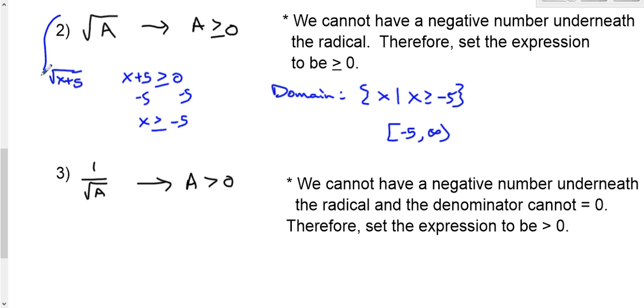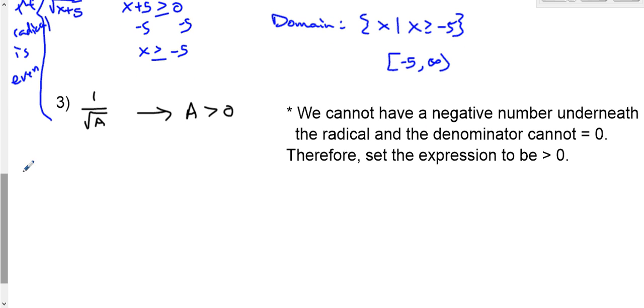The other thing to note is that this is when the radical is an even value. Okay, so square root, fourth root, sixth root, not odds like cube root. Cube root, you can do any number you want, because negative numbers, you can take the cube root of a negative number. You cannot take the square root of a negative number, and you cannot take the fourth root of a negative number.